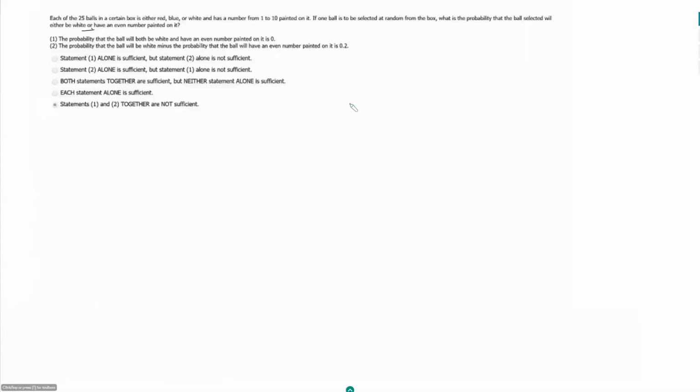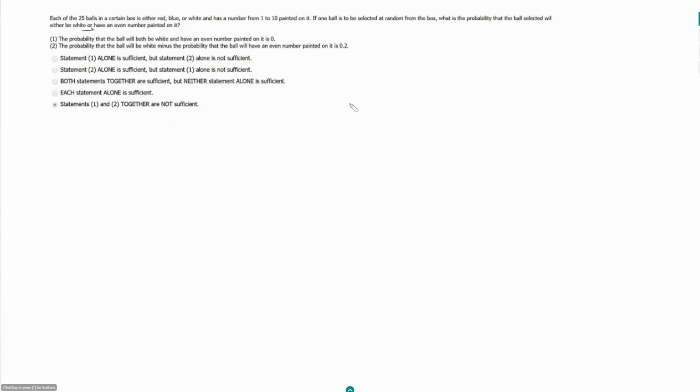Each of the 25 balls in a certain box is either red, blue, or white, and has a number from 1 to 10 painted on it. If one ball is to be selected at random from the box, what is the probability that the ball selected will either be white or have an even number painted on it?